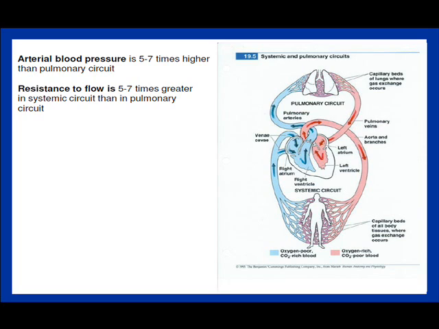The blood is oxygen rich, which means it's going out to all the tissue beds and organs, so there's a lot of resistance to flow. Whereas in the pulmonary circuit, it's only going up to the lungs. Because of that, arterial blood pressure, which is in the systemic circuit, is 5 to 7 times higher than in the pulmonary circuit, because the resistance to flow is a lot higher.